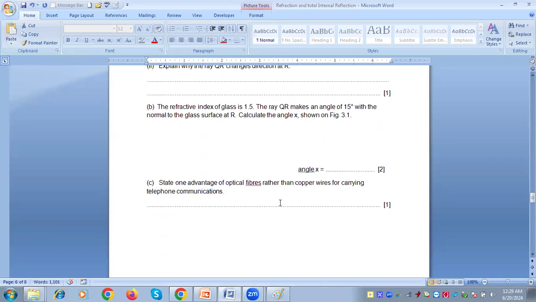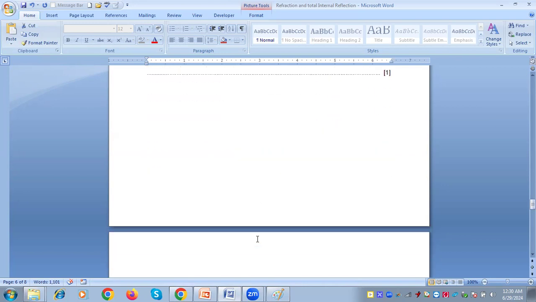The advantage of optical fiber. See, this question has been asked third time in these optical fiber questions. Advantage: it carries more data, it's greater bandwidth, it's cheaper, lightweight, and there will be no crosstalk, it does not catch noise from the surroundings, etc.